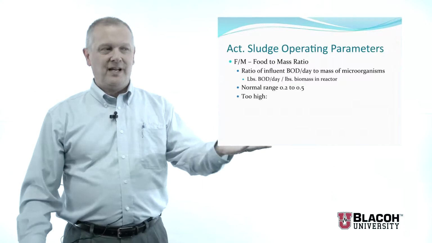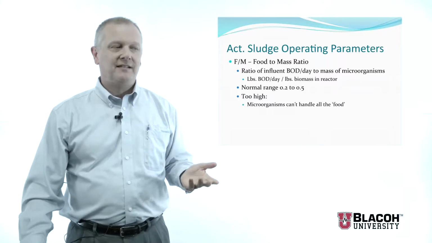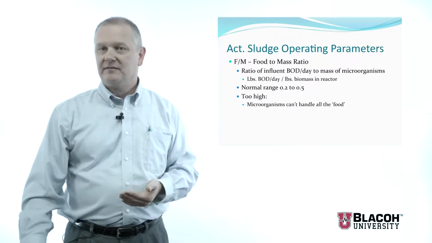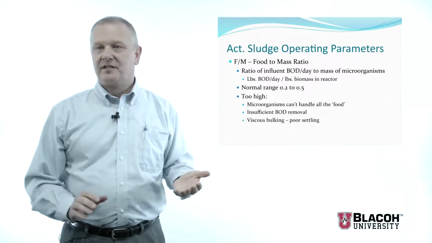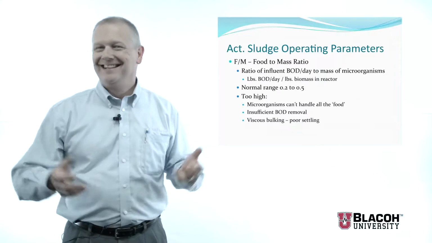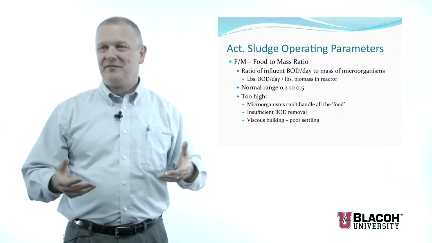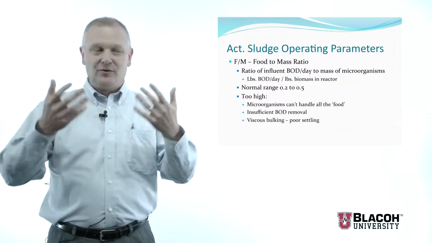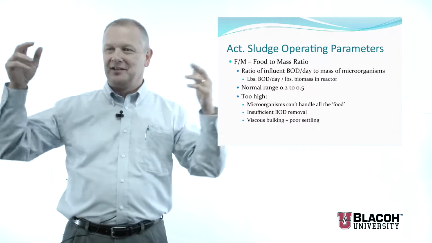But we can't go too far out of this range or we have problems. If it's too high, then the microorganisms simply can't eat it all. They can't handle it all, and you won't remove all of it from the waste stream. And you also get what we call viscous bulking, which I liken to fat bugs. These microorganisms have eaten too much, and it actually changes their specific gravity. That's not really fat, they don't get fat, but it's analogous to that, and they don't settle well in the clarifier. They'll even float sometimes, and that doesn't work because you take the clear liquid off the top of the clarifier.